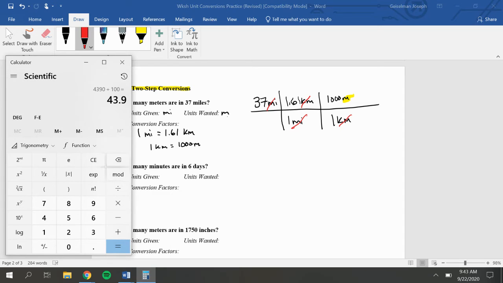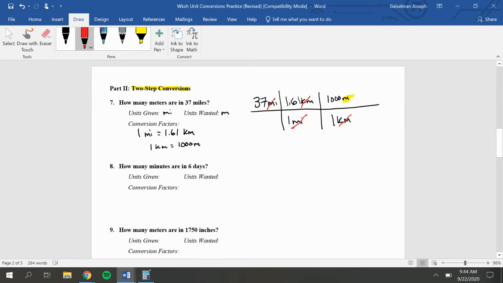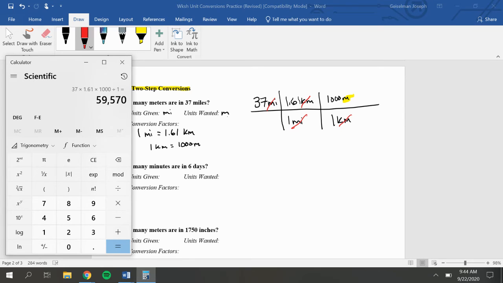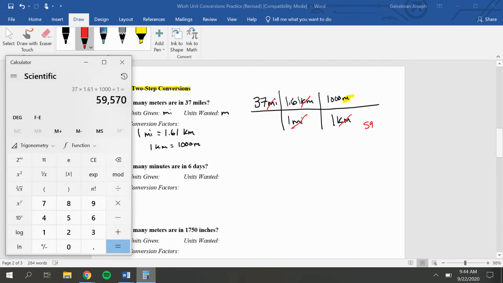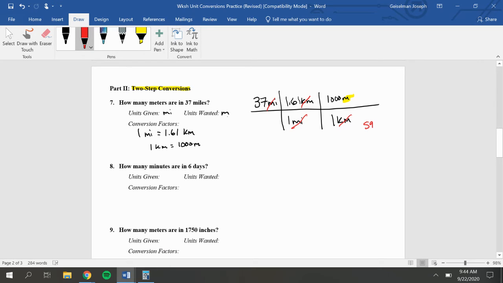So I'm going to take the quantity of 37 times 1.61 times 1,000, and I'm going to divide it by 1. And I get an answer of 59,570. And this answer is now in meters.